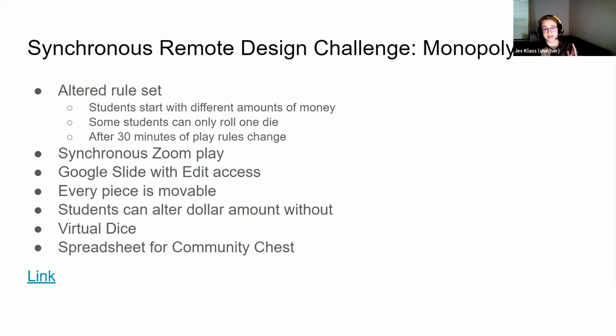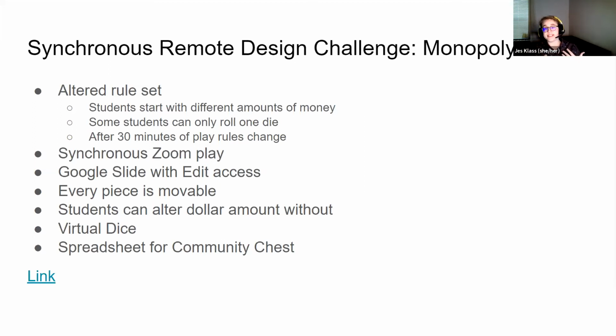This instructor also then developed this activity so that 30 minutes into the game, which she usually has them play for about an hour, hour and a half, which as many of you might know is not typically enough for the standard game of Monopoly. It can get very, very long.